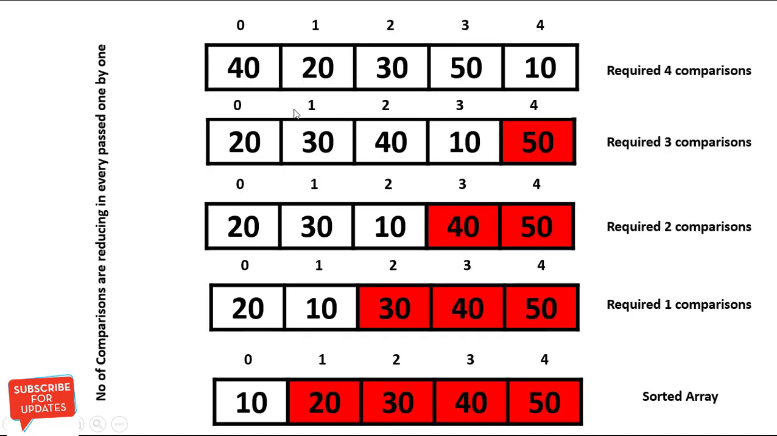Another thing is how many comparisons are required at each iteration. Here you can see that in the first iteration, 4 comparisons are required: first, second, third, fourth. In the second iteration, 1, 2, 3 comparisons are required. In the third iteration, 1, 2 comparisons are required. In the fourth iteration, only 1 comparison is required. In the last, automatically the resulting sorted array is there.